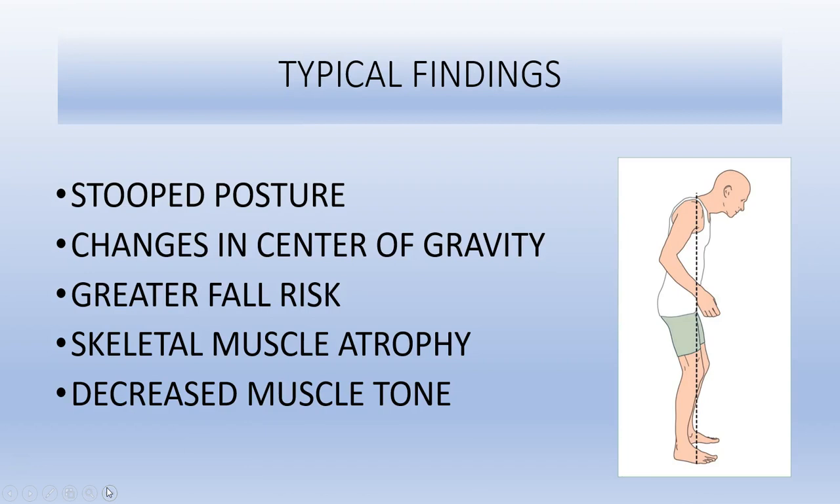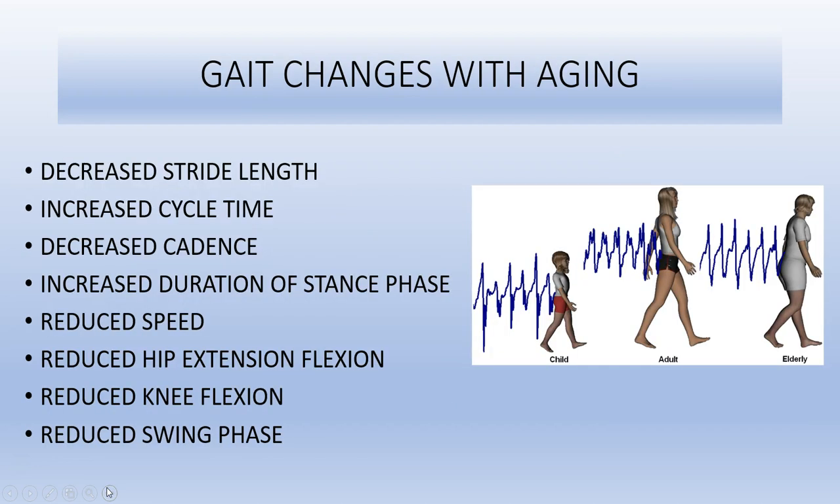So the typical findings we have in the older patient is more of a stooped posture. We have a shifting of the center of gravity. This places the patient at a greater risk for falls. This is compounding the sarcopenia that's present, decreased muscle strength and decreased muscle tone. So as we age, we certainly acquire a propensity toward falling.